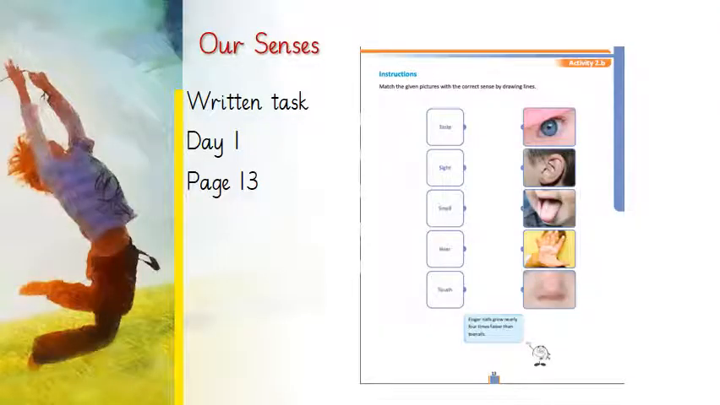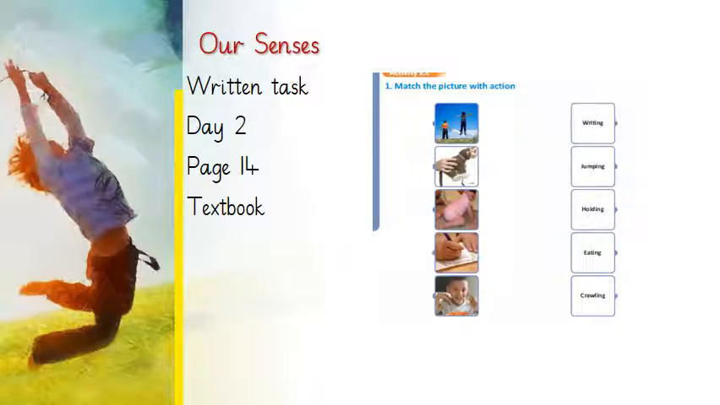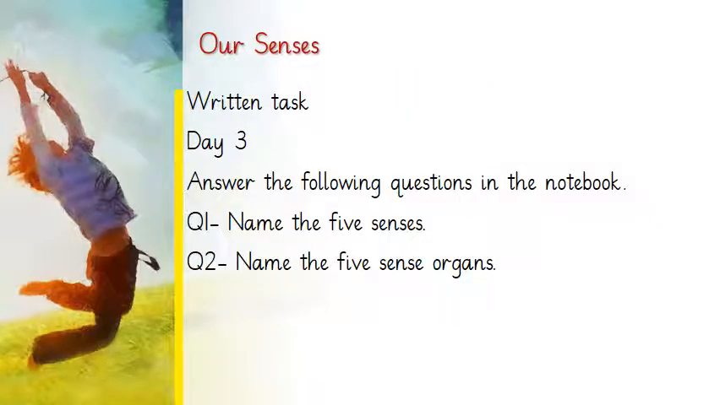Coming towards the written task of day 1. Children, you need to complete page number 13 of science textbook. Written task for day 2. You will complete question number 1 of activity 2.c on page number 14 of science textbook. Now comes the written task for day 3. Answer the following questions in the notebook. Question number 1. Name the 5 senses. Question number 2. Name the 5 sense organs. Children, you can take help from science textbook to do this written task.